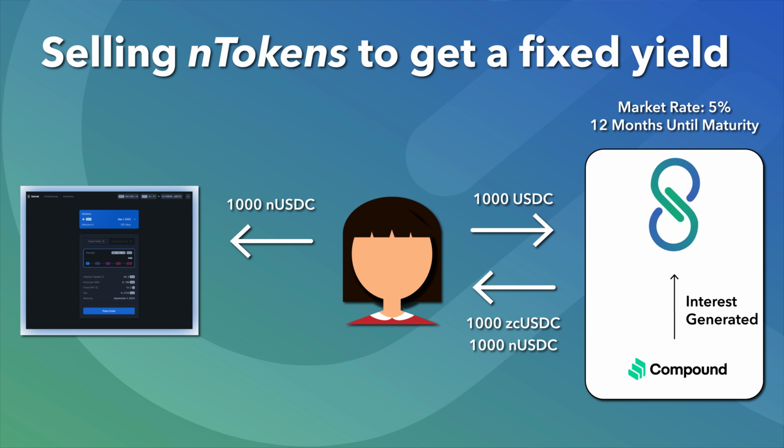To answer this question, we need to find out the price of 1000 nUSDC in this case. As nTokens represent the right to receive the yield generated by the underlying asset, then if the current interest rate is 5% and it is 12 months until maturity, the price per 1 nUSDC will be 0.05 USDC. Therefore, after selling her nUSDC, Alice will receive 50 USDC. In the end, Alice is left with 1000 ZUSDC, which she can redeem for the underlying 1000 USDC at maturity, and a secured yield of 50 USDC.